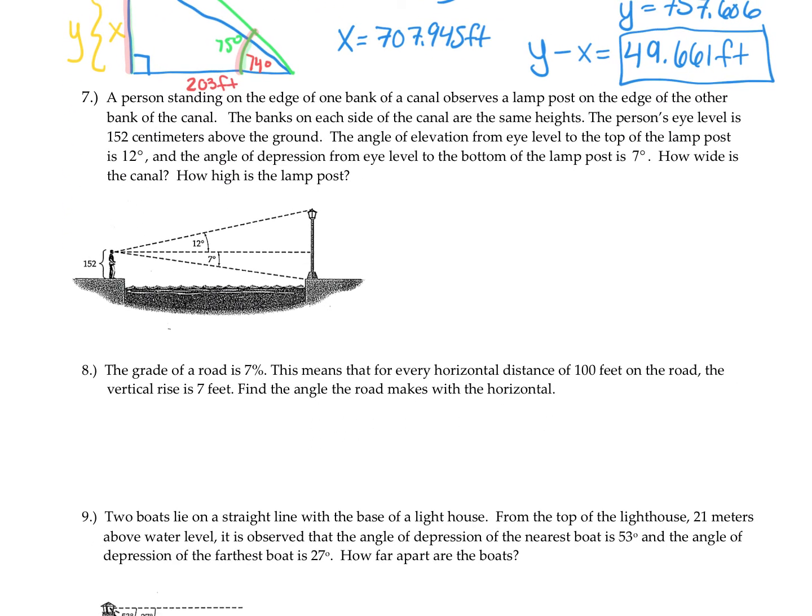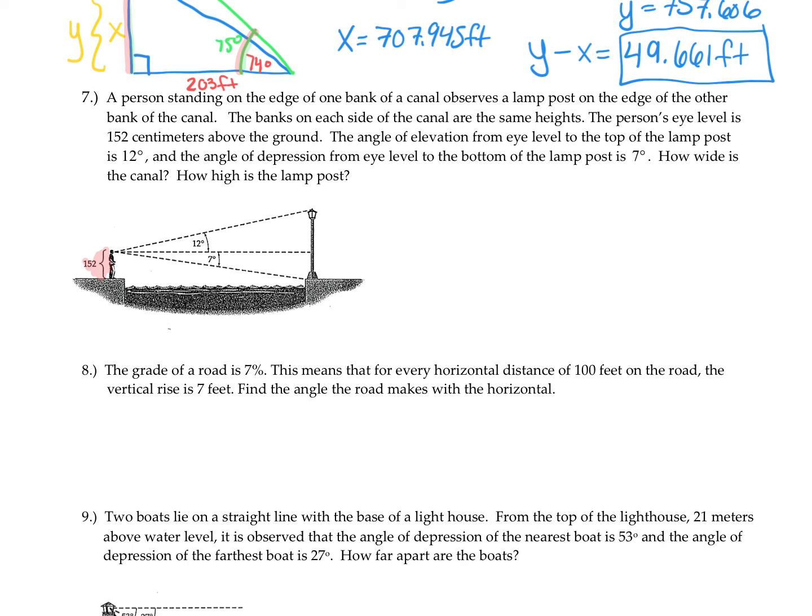A person is standing on the end of a bank of a canal and observes a light post on the other side. The banks on each side of the canal are the same height. The person's eye level is 152 centimeters off the ground, and the angle of depression from eye level is 7 degrees, and the angle, how wide is the canal?